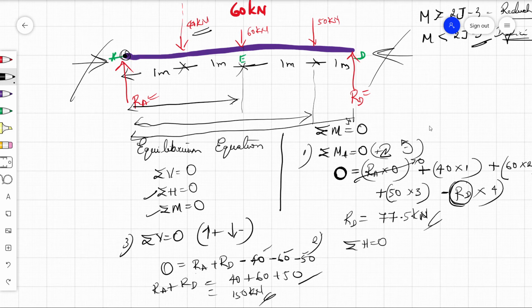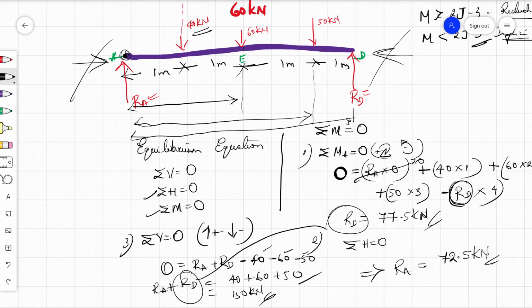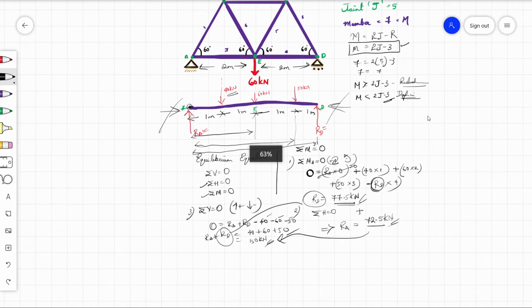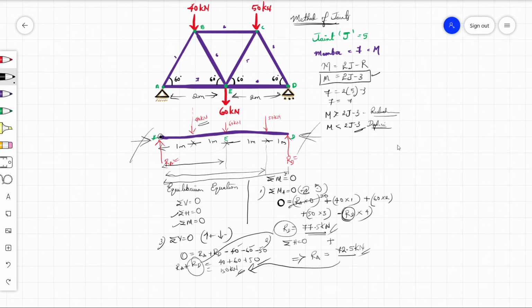But you know the value of RD from here. So apply that and get the value for RA. The value of RA will be approximately 72.5 kilonewton. So 72.5 plus 77.5 kilonewton. If you add these two, you should get the value of 150 kilonewton. So now you got the value of RA and RD. But this doesn't end over here itself. Remember this, this doesn't end over here. But you understood one of the concepts, how to do it.